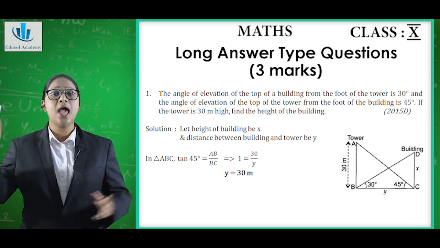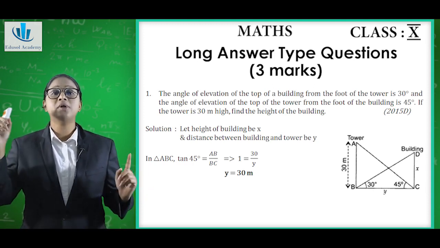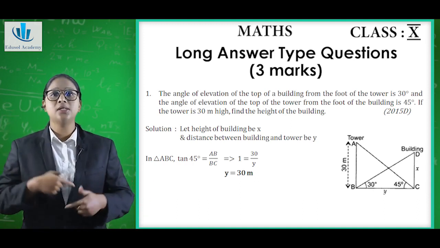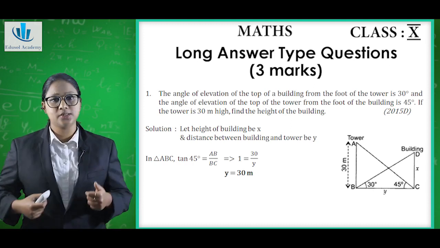So there is a tower and there is a building. From the top of both the tower and the building, there are angles of elevation going to each other's foot.